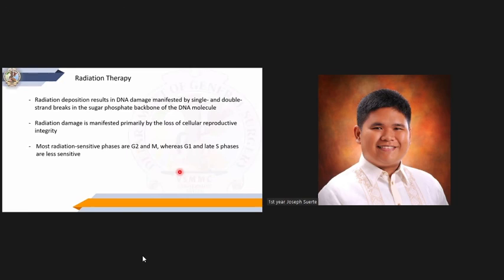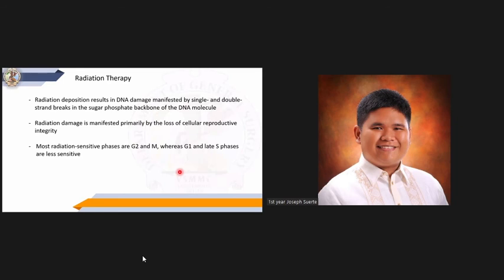The next, radiation therapy. Radiation results in DNA damage manifested by single or double strand breaks in the sugar phosphate backbone of your DNA molecule. So radiation damage is manifested primarily by the loss of cellular reproductive integrity. So when the cancer cells get hit by your radiation, it does not die instantly. But when it starts to divide, there is an arrest of your reproductive cell and the production of your cell. That's why it is there that we can show the effect of your radiation.